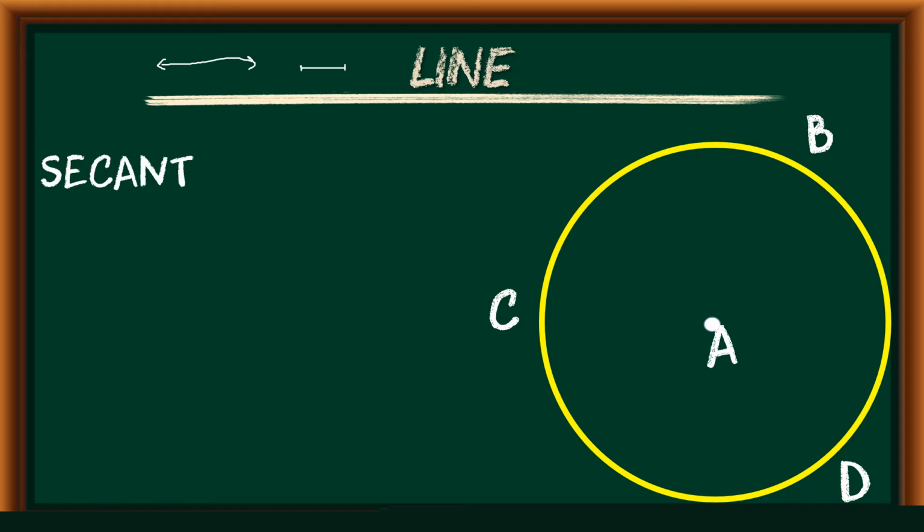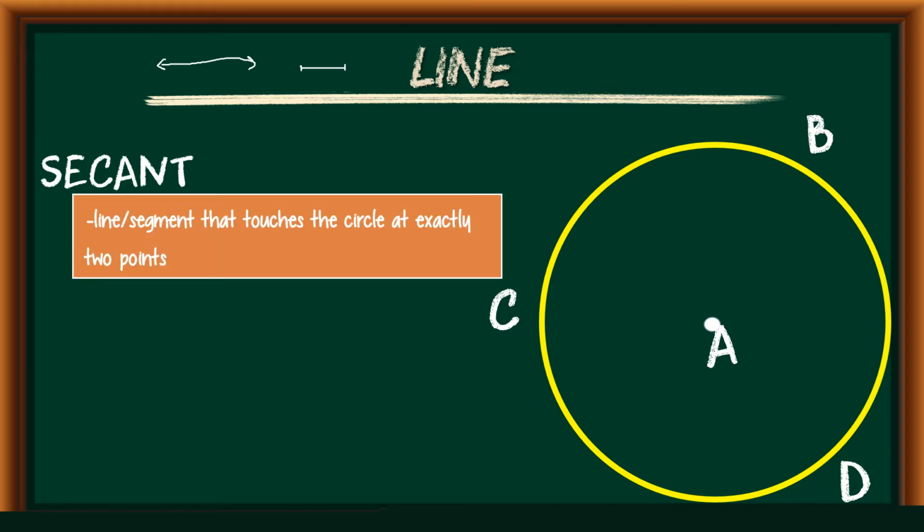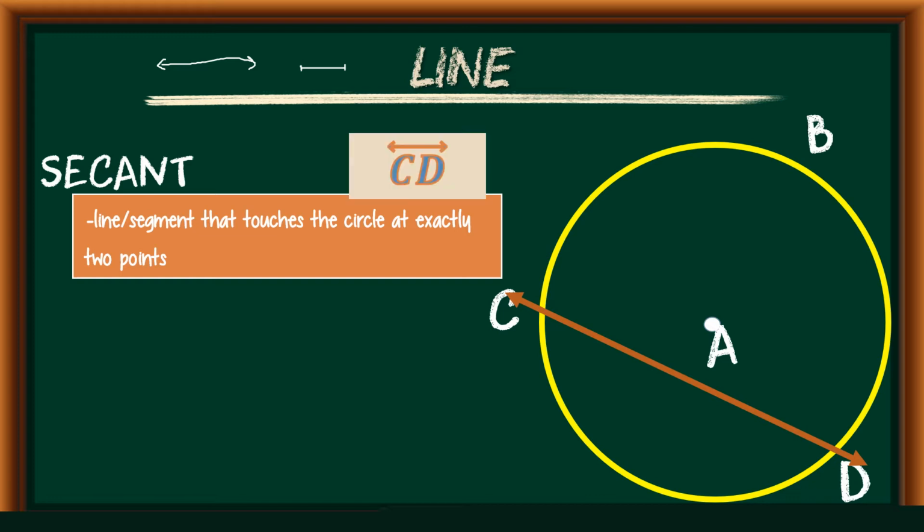Okay. Sikat. The first line is sikat. It can be a line or line segment, but in this particular definition, we'll define sikat as a line that touches the circle at exactly 2 points. So, dalawang beses siyang nag-intersect sa ating circle. To illustrate that, in this particular figure, we have the line CD. Observe that it intersects the circle at 2 points, here and here. Dalawang beses.